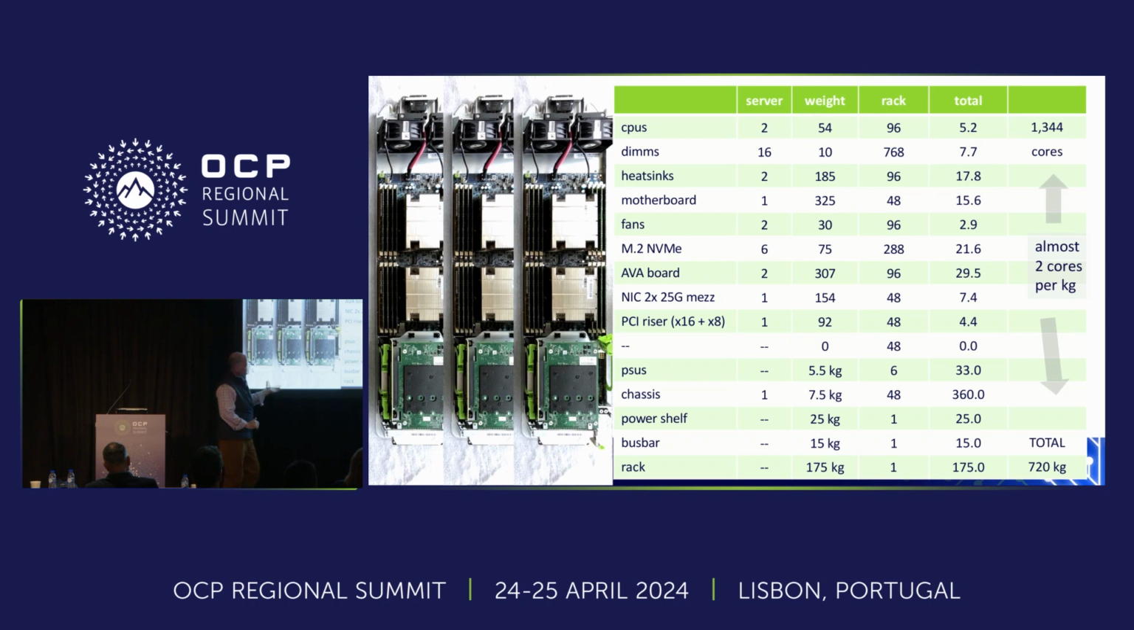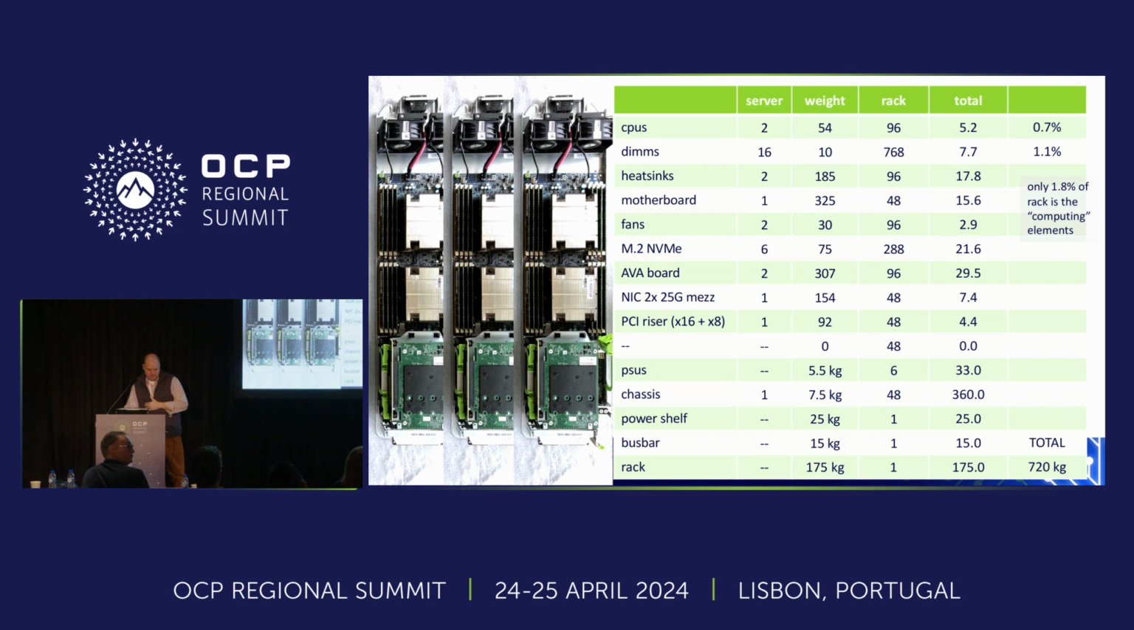The OCP system, because of the simplification, because of the density advantage, is almost 2 cores per kilogram. So like I said, it's twice as good in terms of the core efficiency. And we take it up to a massive 1.8% now of the rack material that is dedicated to the computing. And we've done better, right? But it's still a very significant amount.